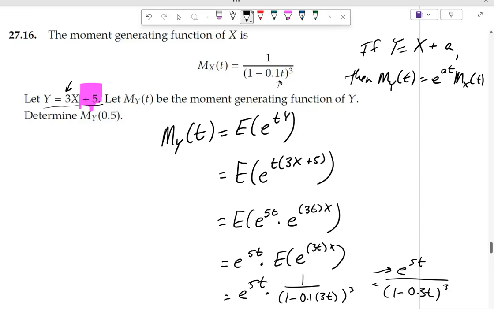Yes. Yeah, the 5 is just a constant. It does nothing to the variance. It does something to the moment generating function. It'll also do something to the mean. The plus 5 doesn't do anything to the variance because a shift doesn't change how much it's spread out by. But it does change the location of your distribution. Is this okay?